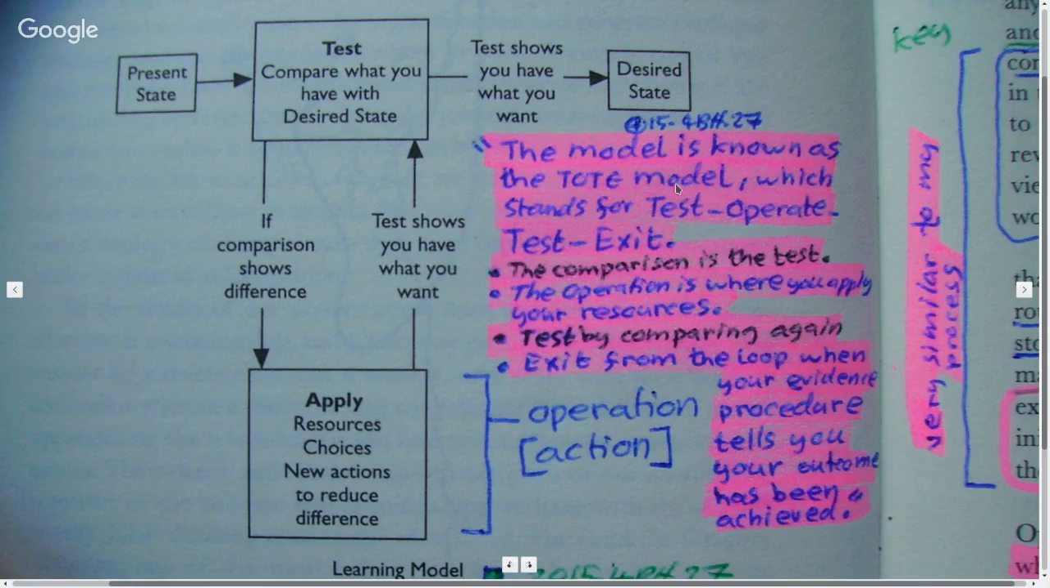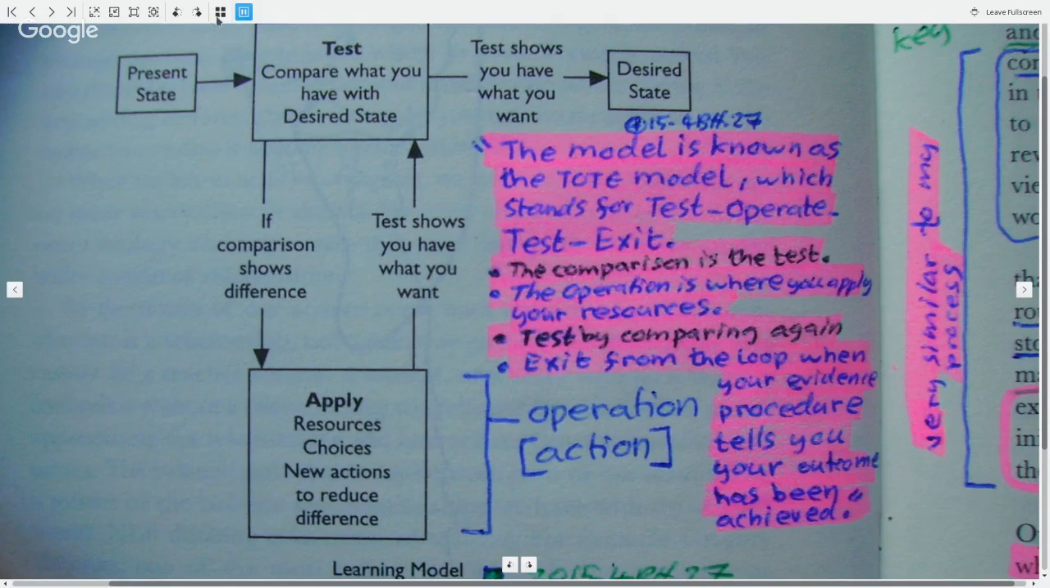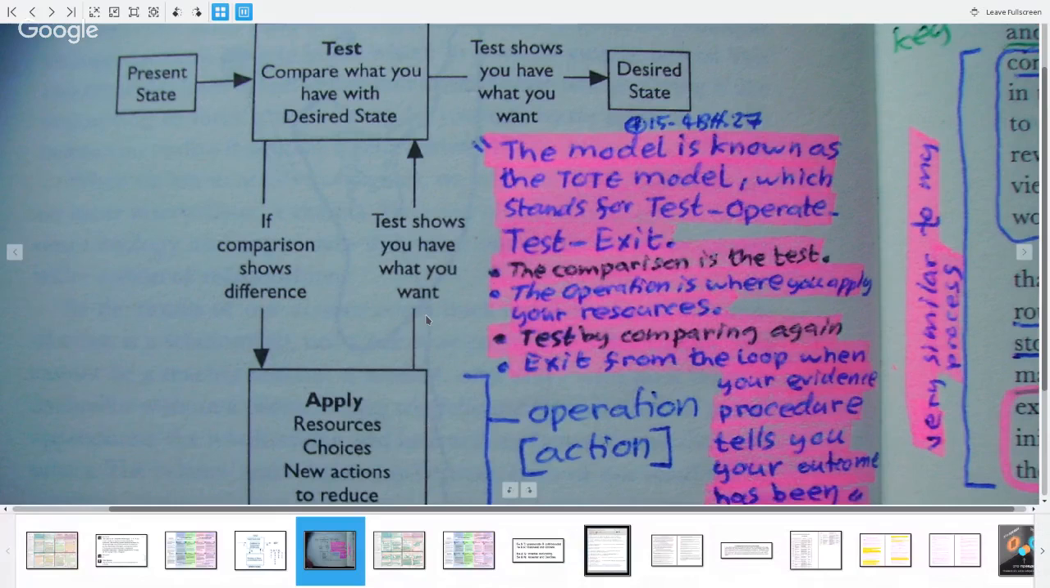I'll read this out. The model is known as the TOTE model, which stands for test, operate, test, exit. The comparison is the test. The operation is where you apply your resources. Test is comparing again. Exit from the loop when your evidence procedure tells you your outcome has been achieved. Right then. So, management function.